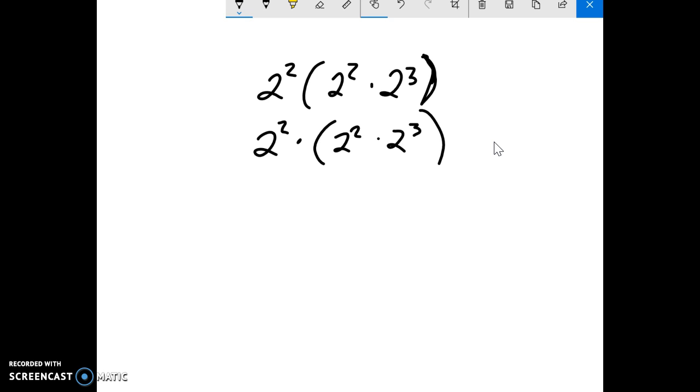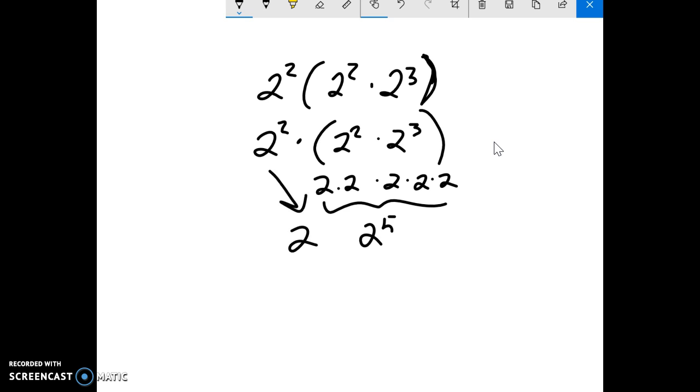So 2 to the second times 2 to the third, that's 2 times 2 times 2 times 2 times 2. So you know that this is 2 to the fifth. We're going to bring that one down. 2 to the second again here, and 2 to the second again. 2 times 2, and then there's 5 of these.